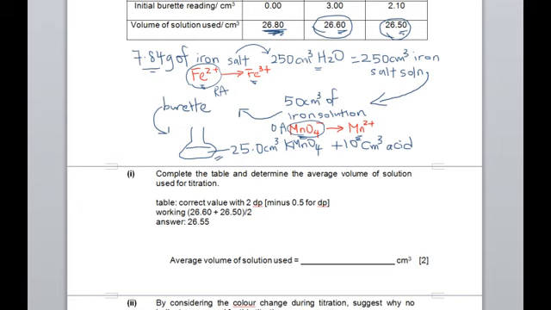So when it comes to determining the average volume of solution used for titration, we will not use the 26.80 cm cube for calculation. So you can see here, we only use 26.60 and 26.50 for calculation for the average volume. And you get a volume of 26.55.